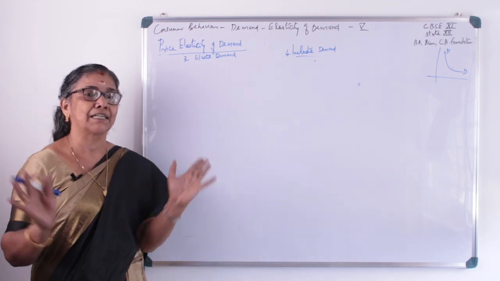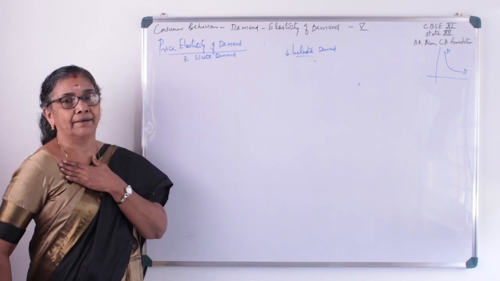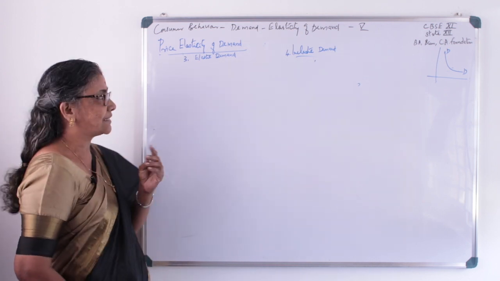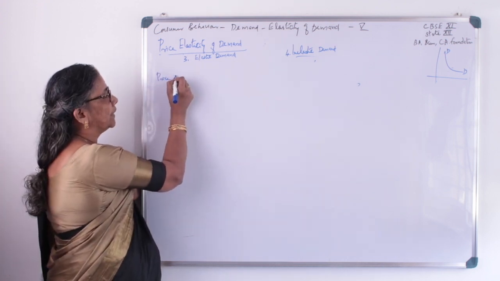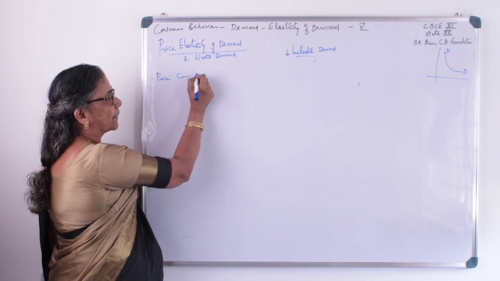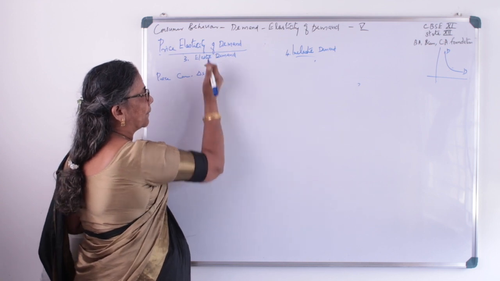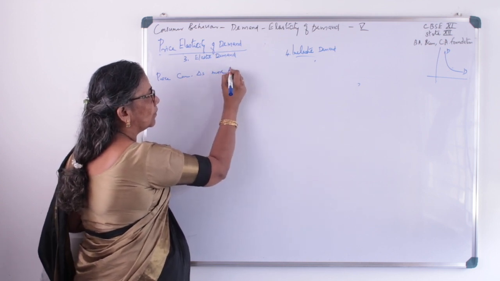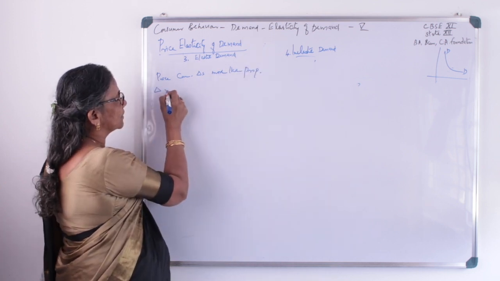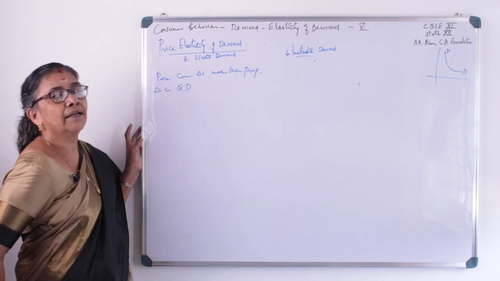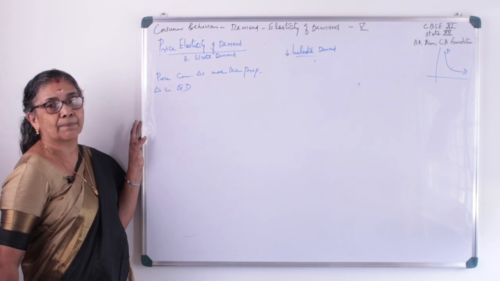Whatever the price, the consumer is consuming the same amount. So now we can see what about the elastic demand. In the case of elastic demand, when the price of a commodity changes, there is more than proportionate change in quantity demanded, as a result of change in the price of a commodity.